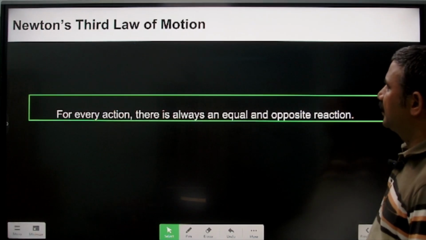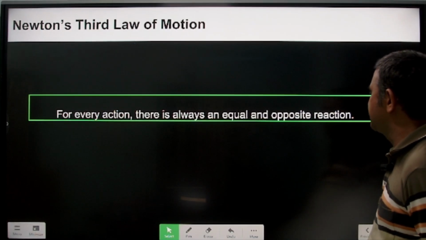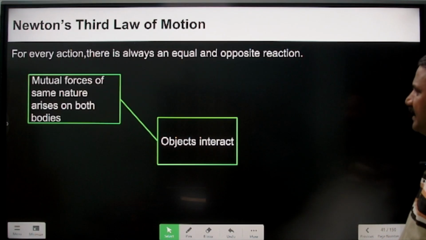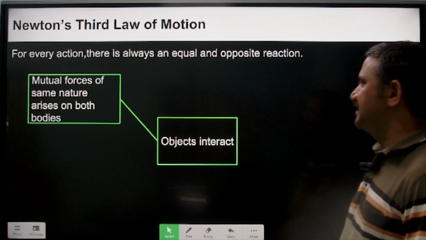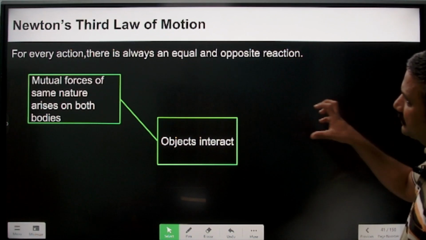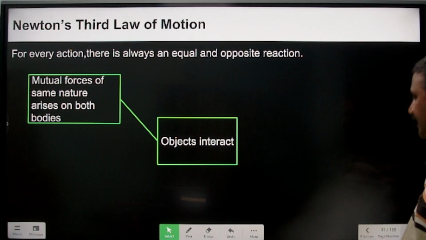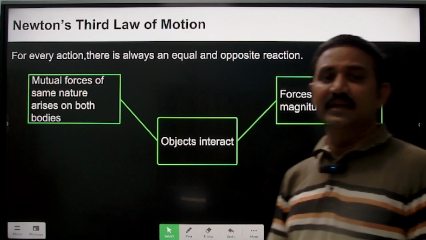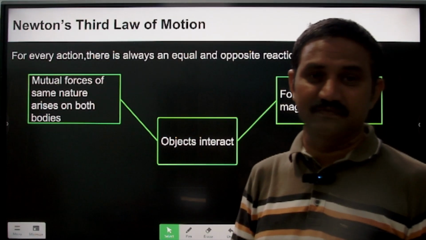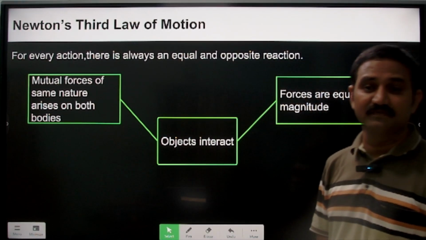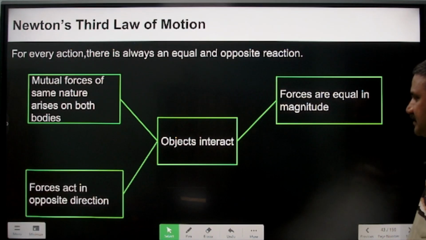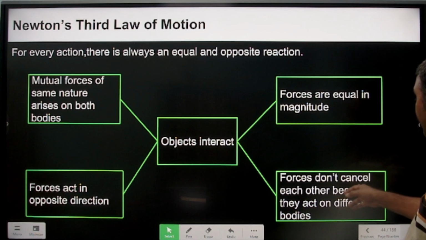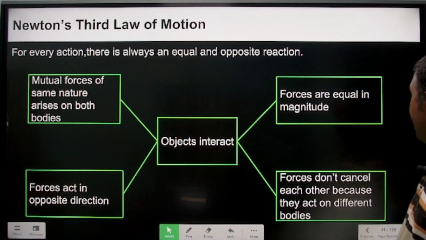Then Newton's third law of motion: for every action there is always an equal and opposite reaction. Initially the object is at rest. Mutual forces of the same nature arise on both bodies. So in Newton's third law of motion, mutual forces are acting. The forces are equal in magnitude and opposite in direction. The action and reaction forces are acting on two different bodies. So the forces acting in opposite directions don't cancel each other, because they act on two different bodies.